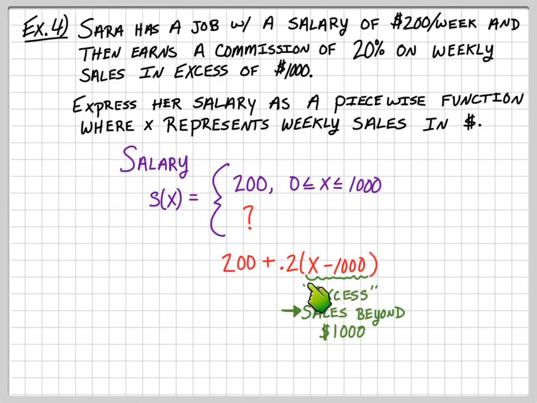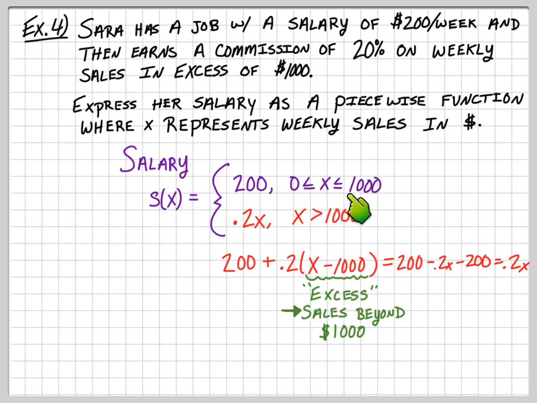So that's the excess. Okay, so we can simplify this. So that equals 200, distribute that 0.2, minus 0.2x minus 200. So those 200s cancel out, and she just gets 0.2x. So everything beyond $1,000, she earns 20% of the sales. That's exactly what this is. 0.2 of the sales, 0.2x. Okay, so instead of a question mark there, 0.2x for x is greater than 1,000.